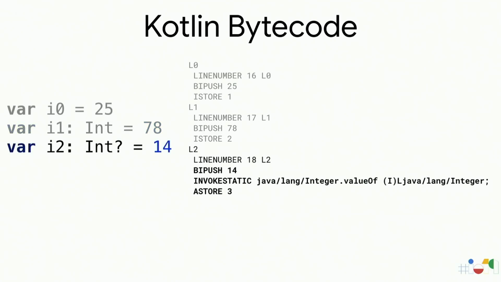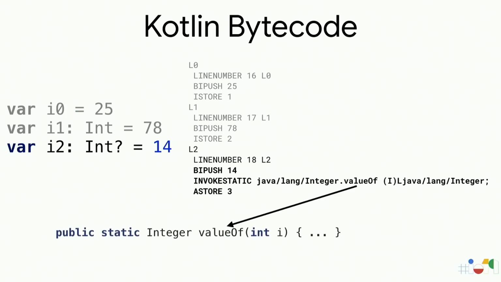And then for the third case, where we have this nullable type, we've got i2 that's going to be a nullable int of a value of 14. First step is going to be the same. We're going to push the byte extended as an integer onto the stack, but then we're going to call a method. We're going to call Integer.valueOf, which looks like this. It takes in an int, a primitive int type, and it returns an Integer. So in the middle of that, it's going to box it into an Integer type, creating that object on the fly, and then return the Integer type. And then instead of storing an integer into a variable, it's going to store a reference to the object that we've created.